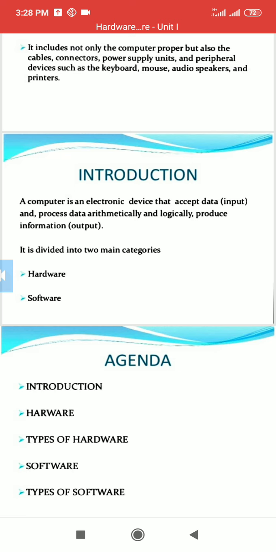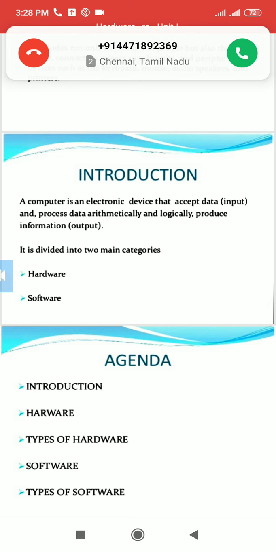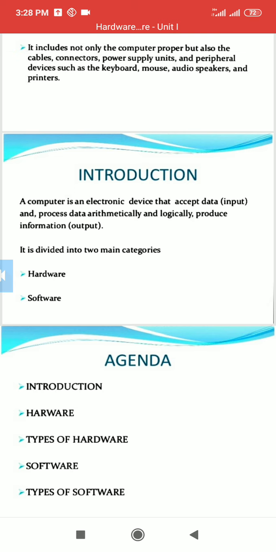Today we will discuss Introduction to Information Technology, Unit 1. The topic is System, Software and Hardware. Let us see the introduction.